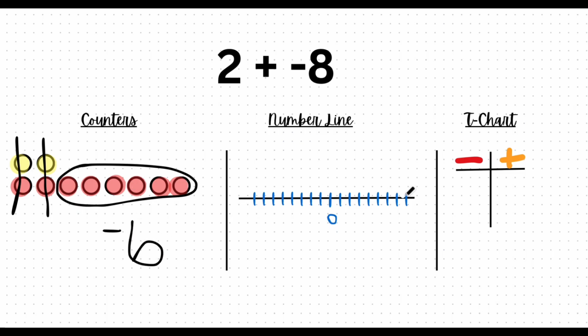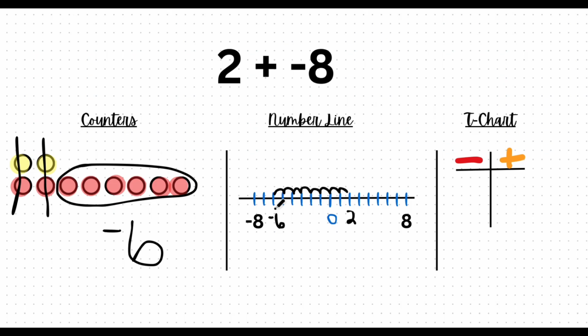Now on our number line, we're going to label it +8 and -8. And we're going to start at +2. And we're going to add 8 times to the left because we're adding a negative. So we're going to count 8 times to the left from +2 and see what number we stop at. And once we count there, we're going to figure out that we stopped at a -6, which is just what we got from the counters.